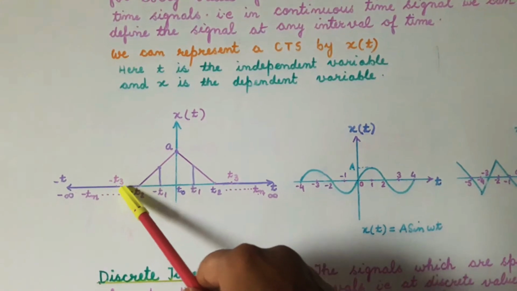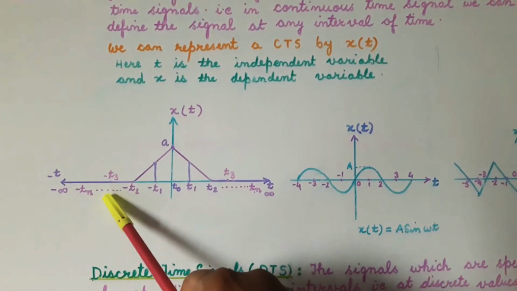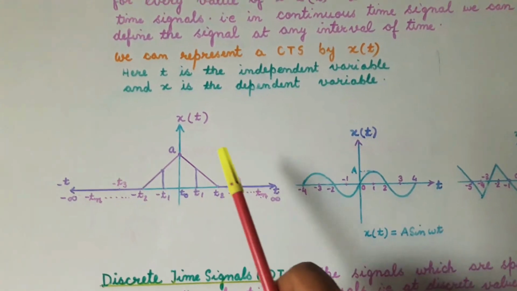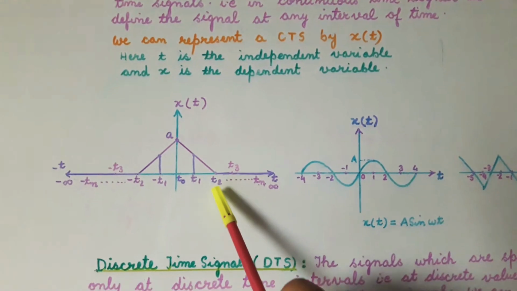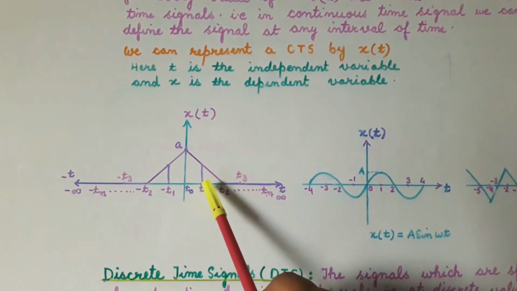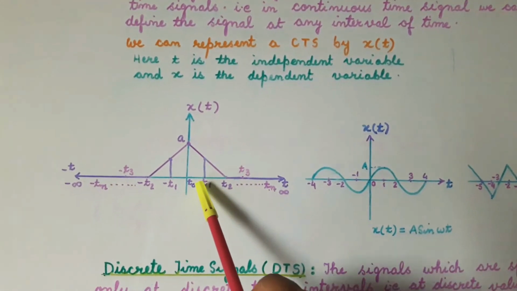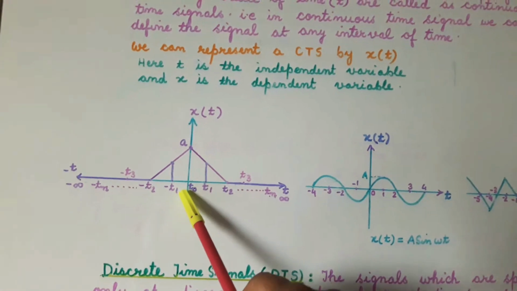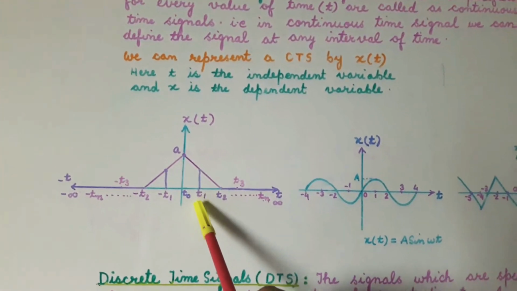It is also specified at minus t3 and so on, on this side and on this side. So we can see that the signal is not specified at every value of time. Suppose we want to find the value of this signal x(t) between time t1 and t0, then we cannot find its value because it is not defined.